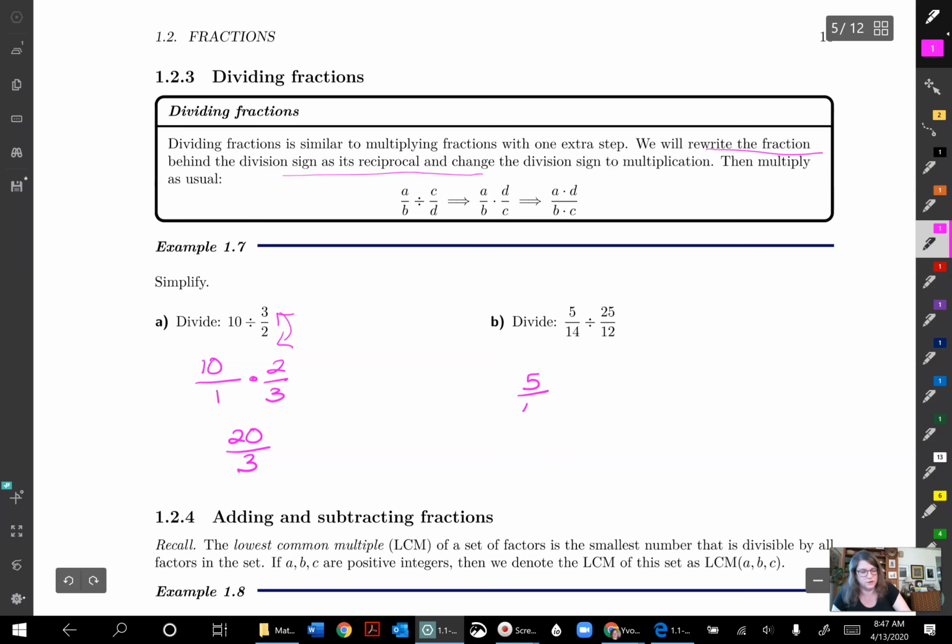Okay, so hopefully you've worked on that one, 5/14, and we're going to change that division to a times, the reciprocal, 12 over 25. And now we're going to reduce on the diagonal for each of those. So now I have 1/7 times 6 fifths, and that will be 6 over 35, and we'll just leave our answer just like that.